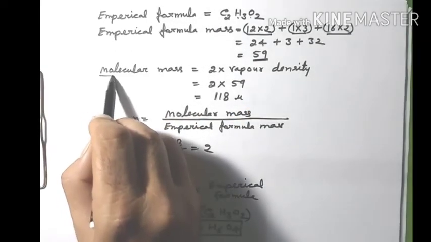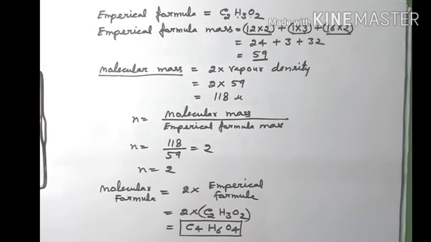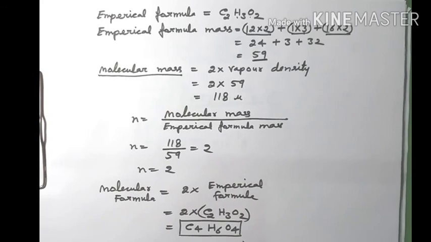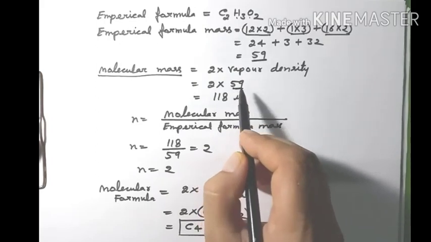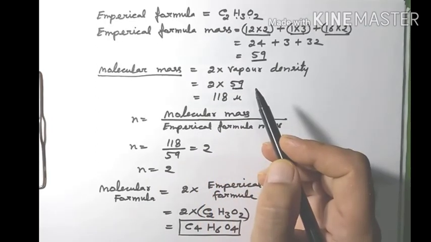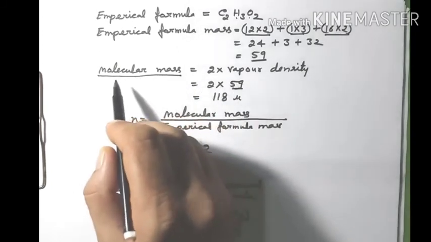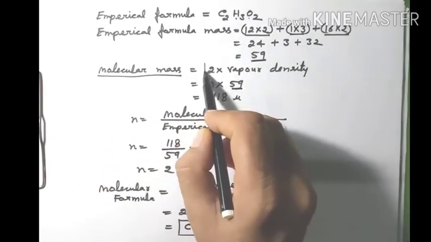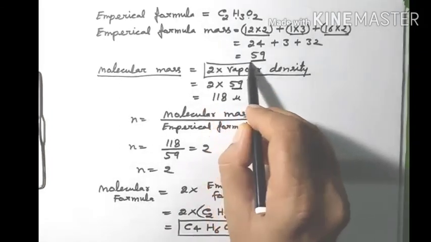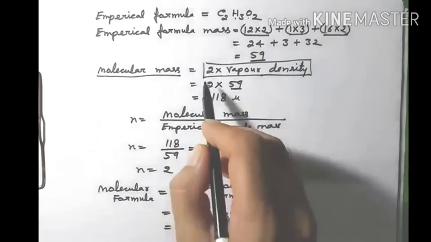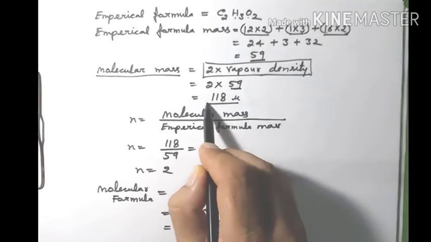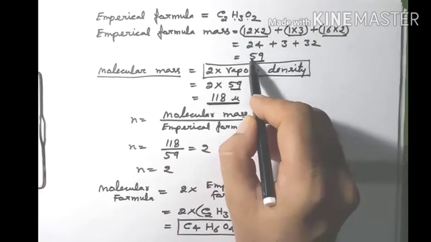Now, how do we calculate the molecular mass? Molecular mass in this numerical is not given directly. The value which is given is the vapor density, and the vapor density of the compound is 59. So whenever the vapor density is given, then we calculate the molecular mass with this formula: molecular mass is equal to 2 into vapor density. So if anywhere the vapor density is given, we can convert it into the molecular mass by multiplying it with 2. So 2 into 59, that is 118. This is the molecular mass and this is the empirical formula mass.